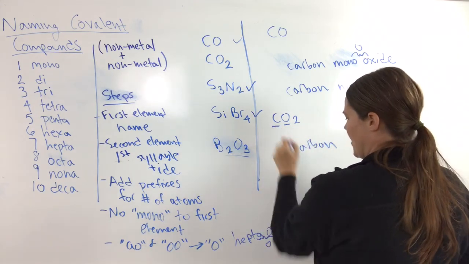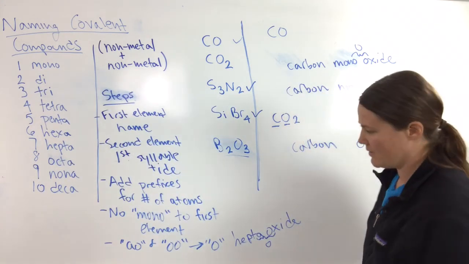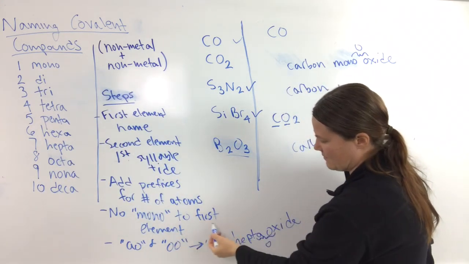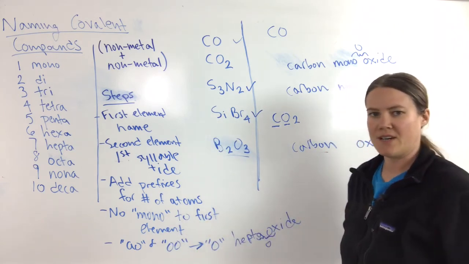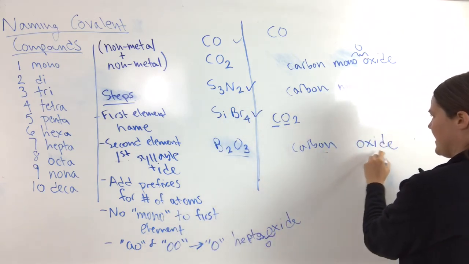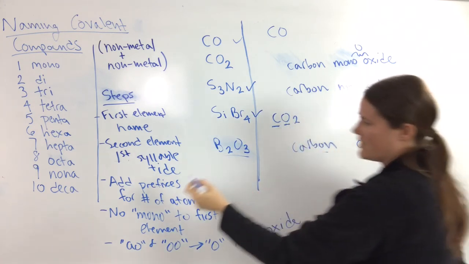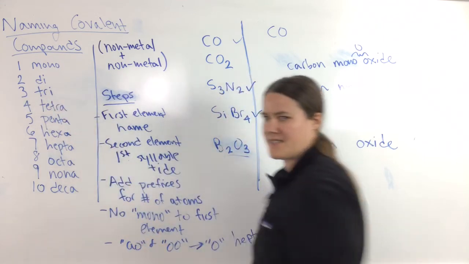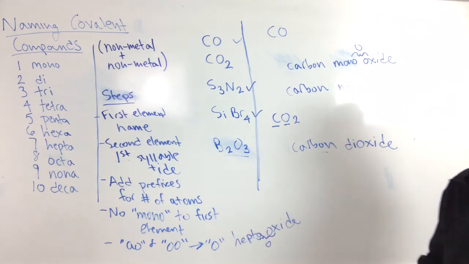Now we need to figure out our prefixes. We have one carbon, so that would be mono on the prefix list, but we don't put mono on the first element if we only have one. And then going to oxygen, we have two oxygens. If we look at our prefix list, 2 is di. So this would be carbon dioxide.